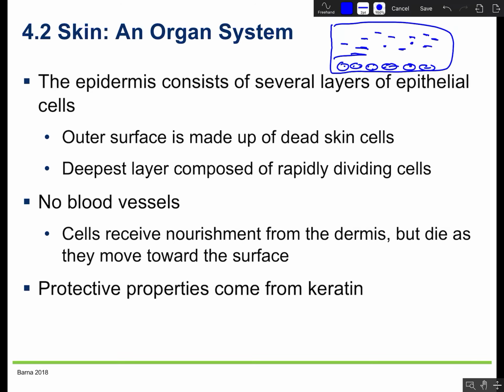And you can flake some of these cells off very easily. And so this top layer here is made up of dead skin cells. But these cells down here, these are the stem cells, and this is where they divide from and form there. It's about a 4 to 6 week journey going from here up through the layers.